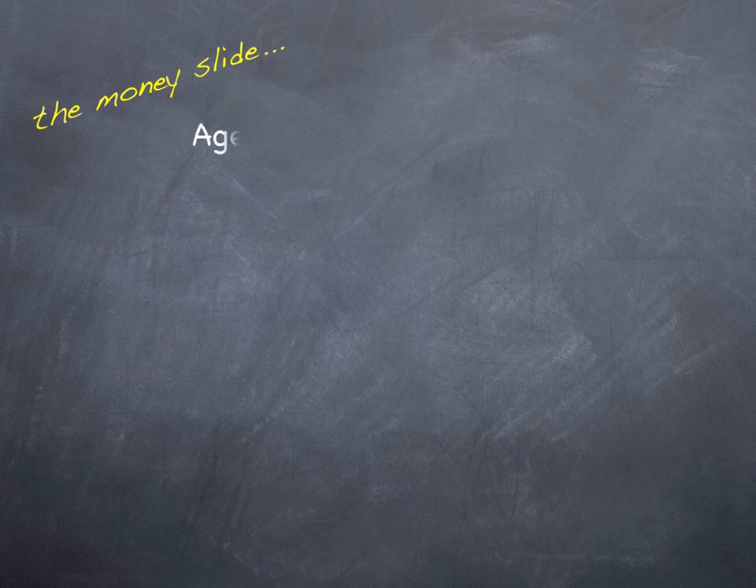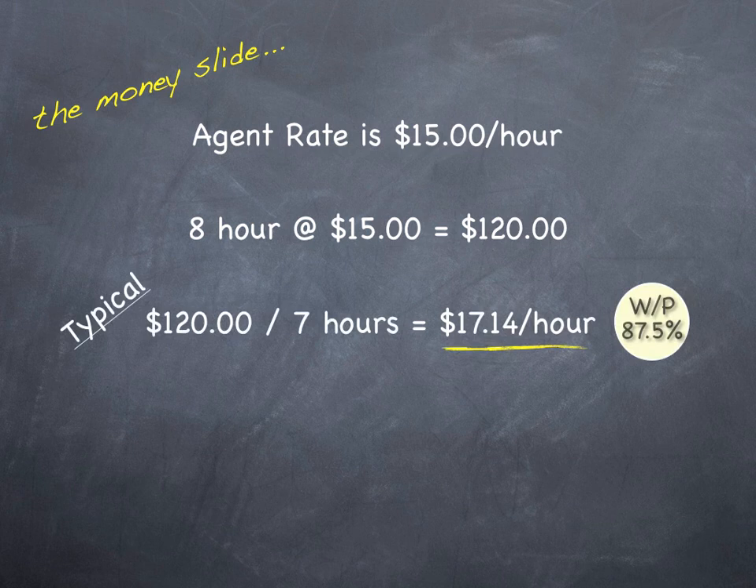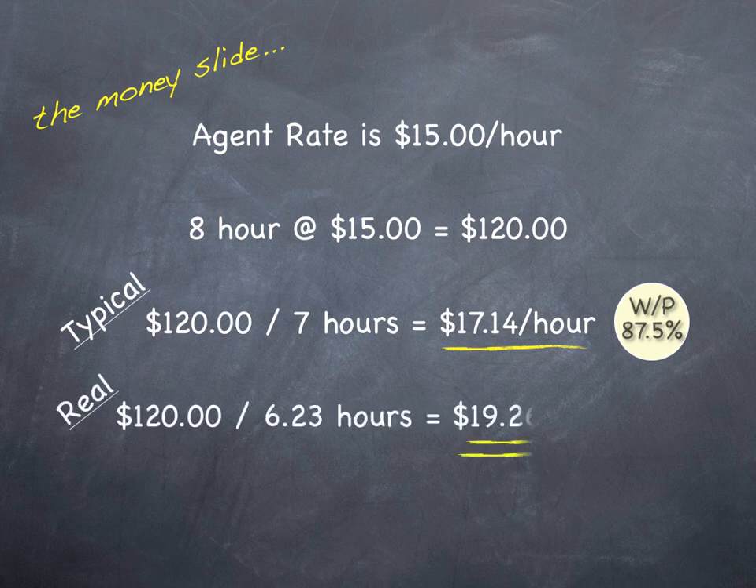So here's the money slide. If our agent is paid a rate of $15 an hour and they get paid for 8 hours a day, that's $120. But on our typical day, our agent only works 7 hours, so their effective hourly rate to the company is $17.14 an hour. Remember, that's a work over paid ratio of 87.5%.